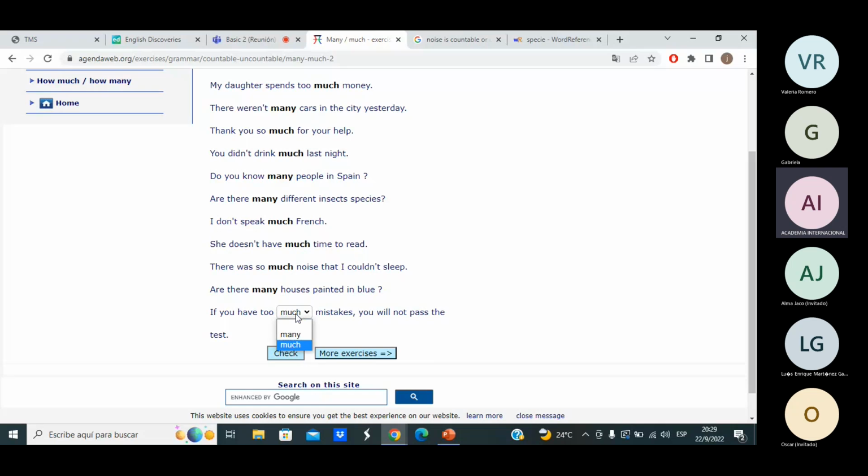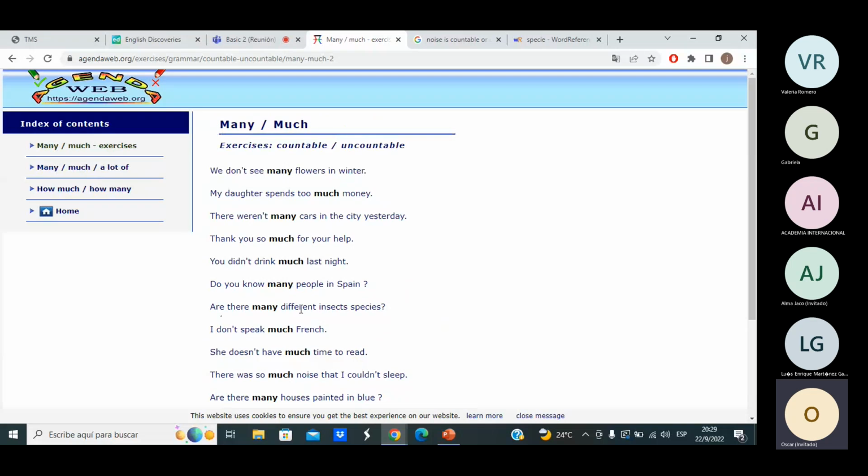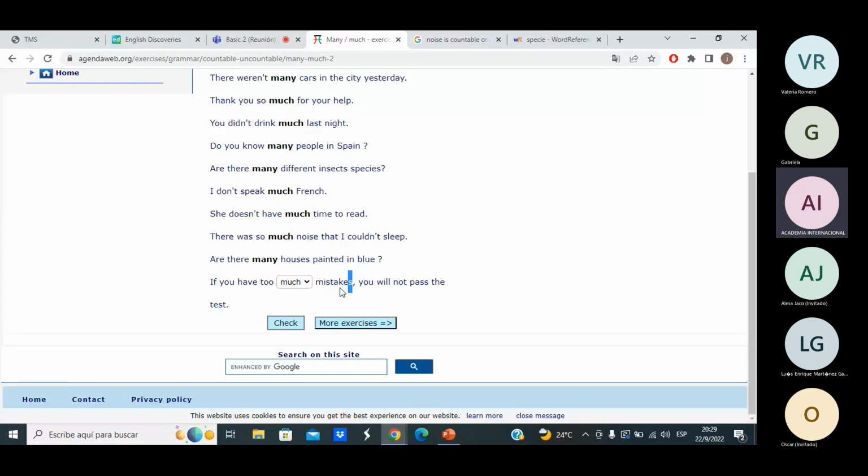Pero aquí ya está claro, esta sobre mistake. Many, ¿verdad? Porque incluso tenemos la S aquí, mistakes. Eso da la pauta de que íbamos a usar many: un sustantivo contable que se está usando en plural. Yeah, we are using that in plural. And for that reason, we are going to use many, right?